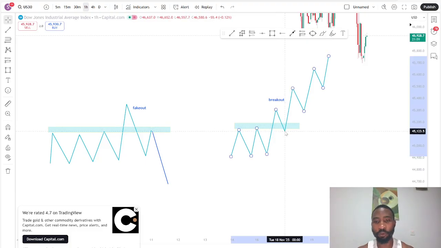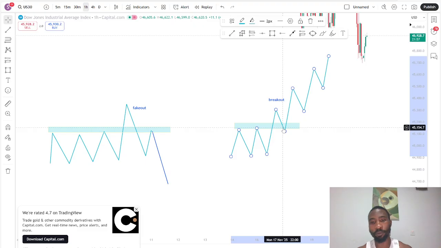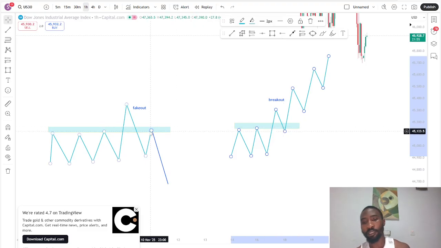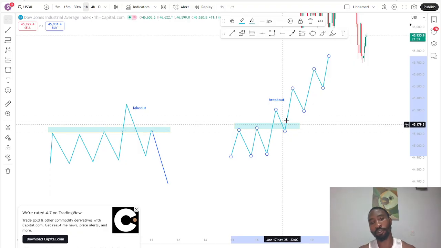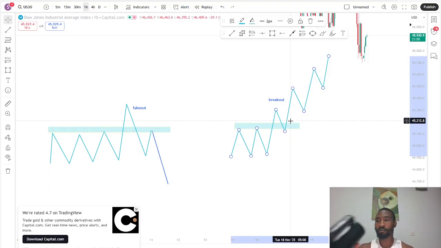Before the market moves up, it will tell you when it wants to move up, and it will also tell you when it's not moving up, that it's just going to be a fake out. You will know. So yeah, that is what I wanted you to understand when it comes to trend. You have to understand what a fake out is and what a breakout is.